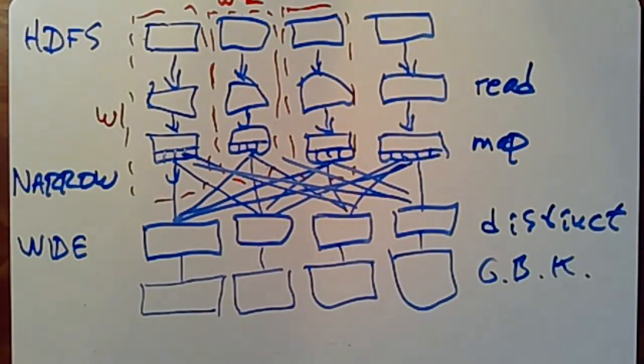All right, so the next topic, actually, any questions about the lineage graphs or how things are executed? Well, feel free to interrupt. The next thing I want to talk about is fault tolerance.